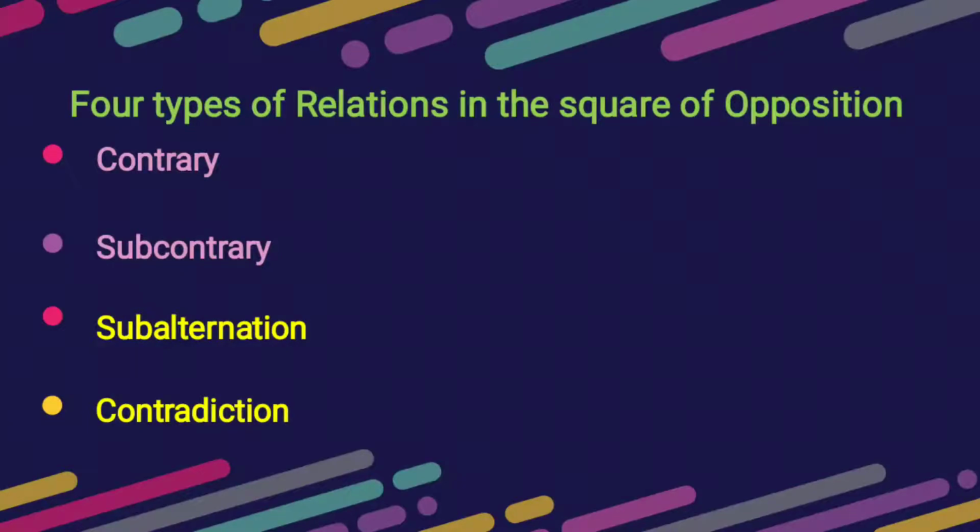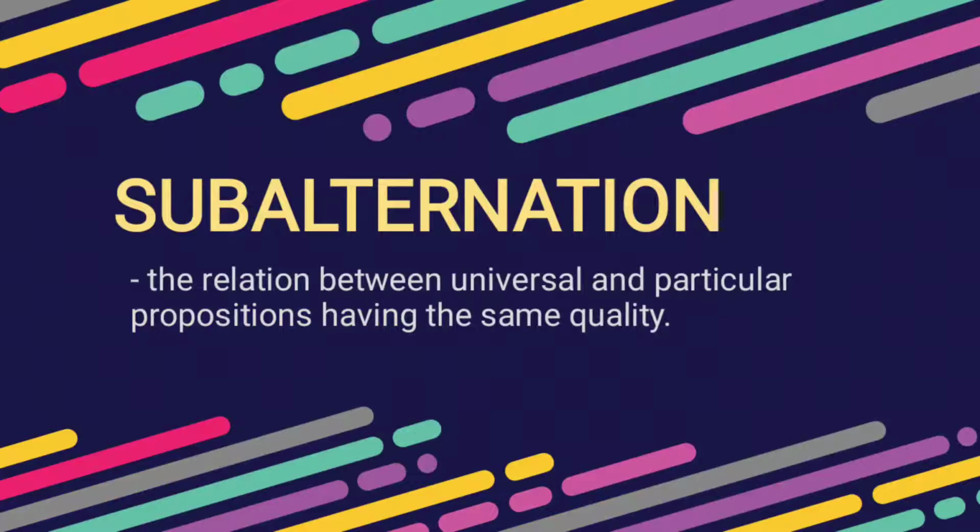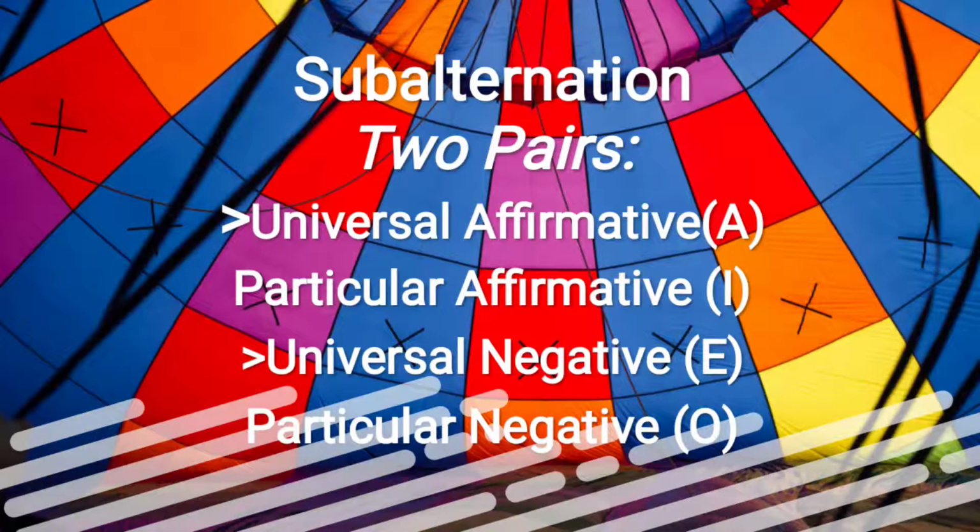There are four types of relations in the square of opposition, namely the contrary, sub-contrary, subalternation, and contradiction. In this presentation, we will tackle the subalternation, which means the relation between universal and particular propositions having the same quality. There are two pairs of subalternation: the universal affirmative A and the particular affirmative I, and the universal negative E and particular negative O.